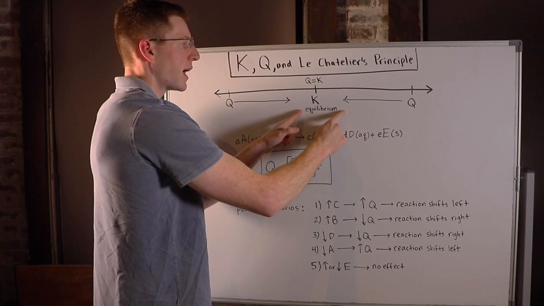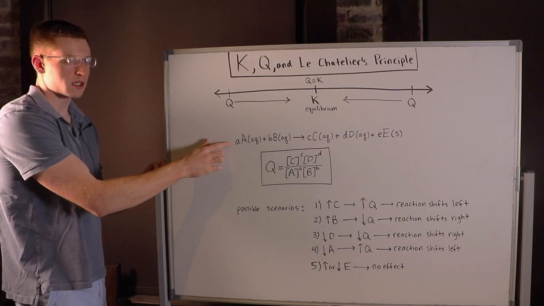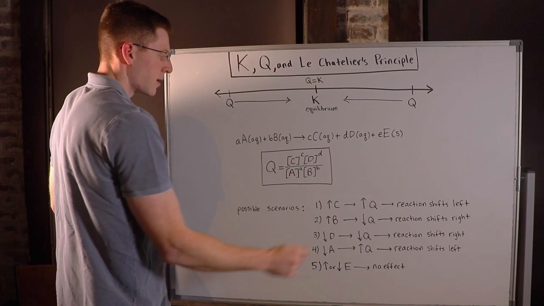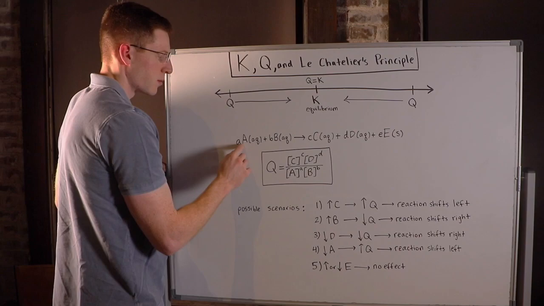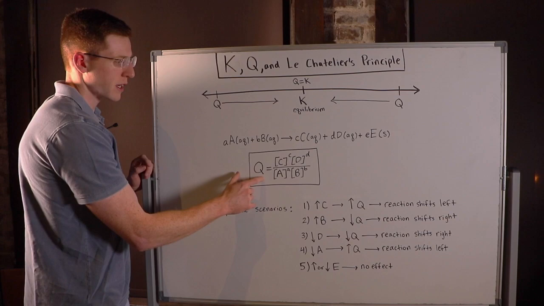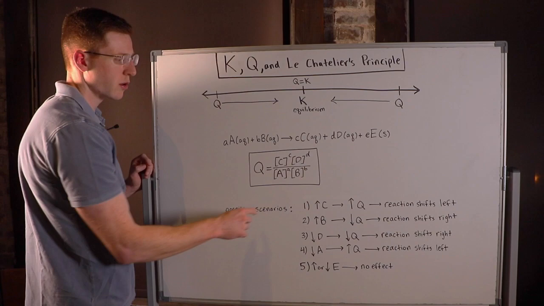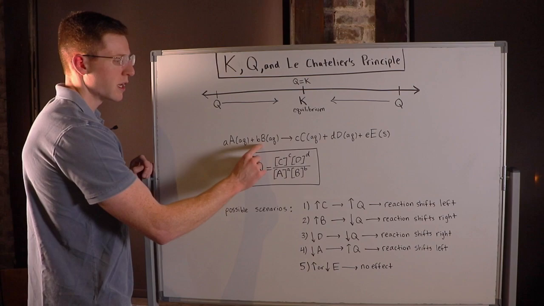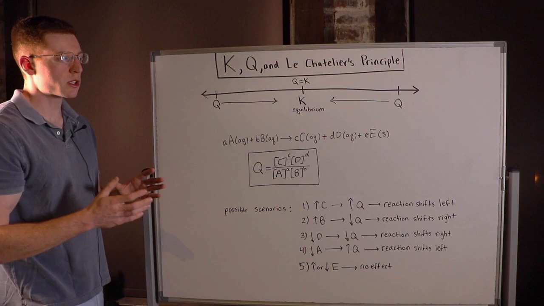So I have an example reaction right here that we can use to think about this. It's A plus B goes to C plus D plus E. And these lowercase letters represent the stoichiometric coefficients associated with each chemical. You can see here that I've written the Q expression for this reaction: concentration of C to its coefficient, concentration of D to its stoichiometric coefficient, over the concentration of A to its stoichiometric coefficient, times the concentration of B to its stoichiometric coefficient. And notice I left out E here. You always exclude pure solids and pure liquids from your Q and K expressions.